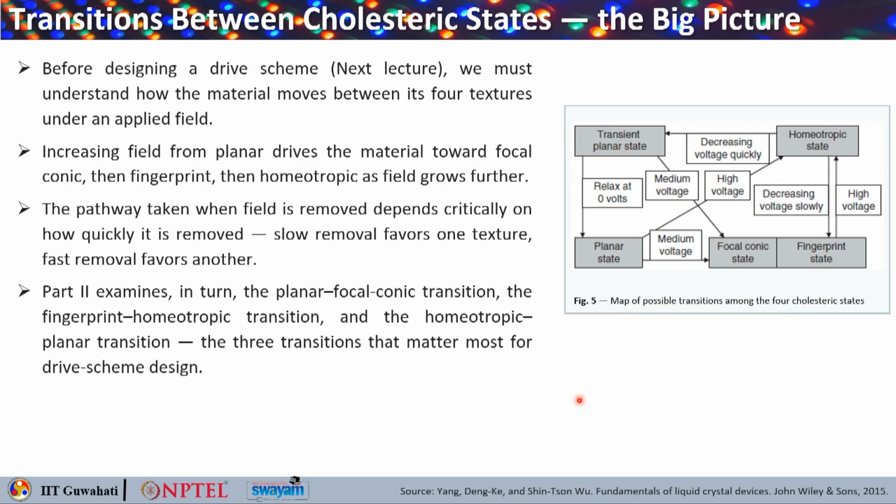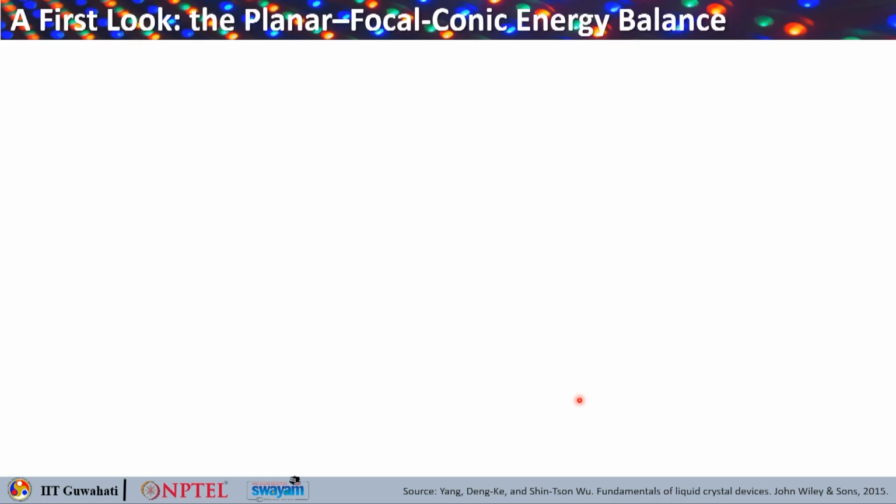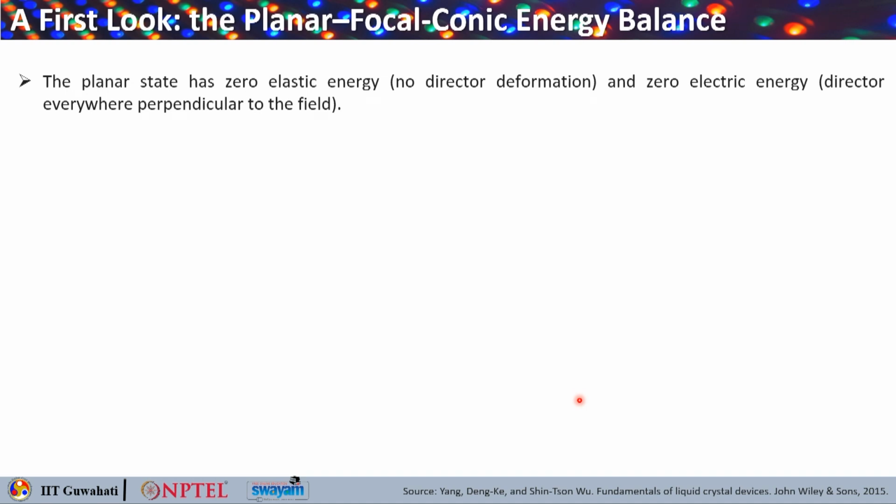So part 2 will examine in turn the planar focal conic transition, the fingerprint homeotropic transition, and the homeotropic planar transition. These are the 3 transitions that matter most for the driving scheme design. As a first look, let us take the planar focal conic energy balance.